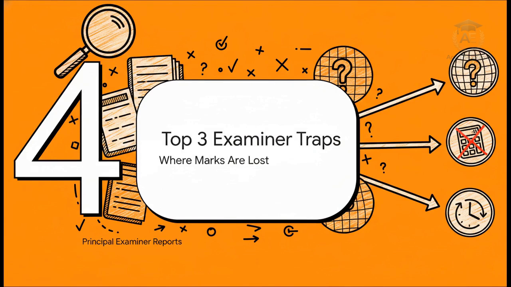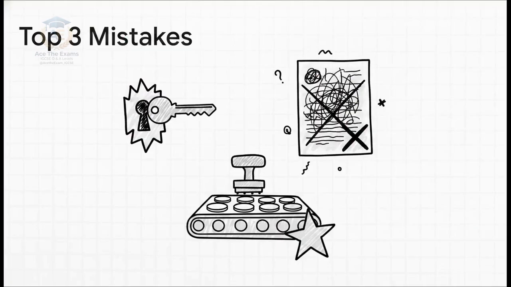Section 4. Top 3 examiner traps, where candidates lose marks. All right, looking directly through the examiner's lens at years of past reports, here are the absolute top 3 mistakes you need to spot and avoid. First is the classic trap, using the wrong approach for the wrong context. You might have a brilliant factual answer, but if it doesn't fit the specific scenario, it's useless.